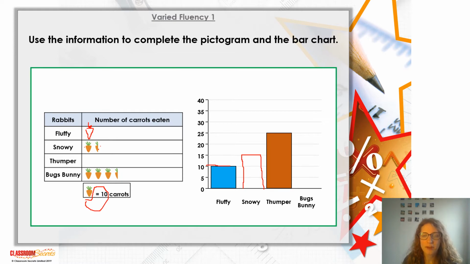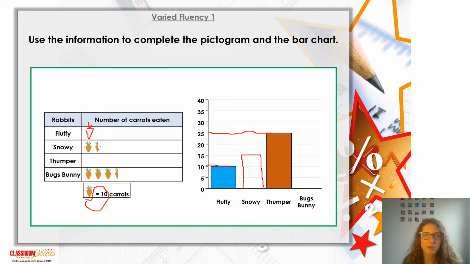Okay, so then I have Thumper, which again, I don't have the information on the pictogram, so I need to go to my bar chart, go up the bar and go along. Okay, I'm just drawing it so you can see it clearly. You can just use your finger to help you. All right, so it's 25.